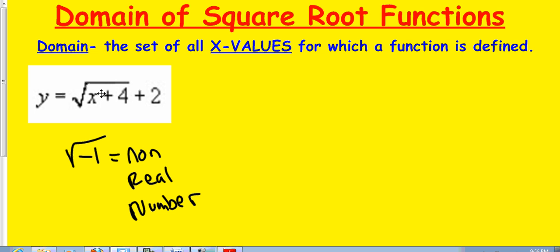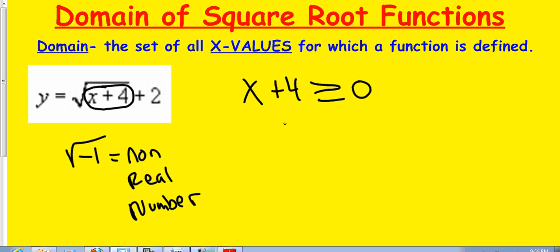So, to ensure that we get a positive number inside of the square root, we need to find all the values of x that are going to give us positive numbers under the square root. So we would set x plus 4 to be all numbers greater than or equal to 0. All numbers greater than or equal to 0 are positive numbers. We then solve for x, and we should get our domain.